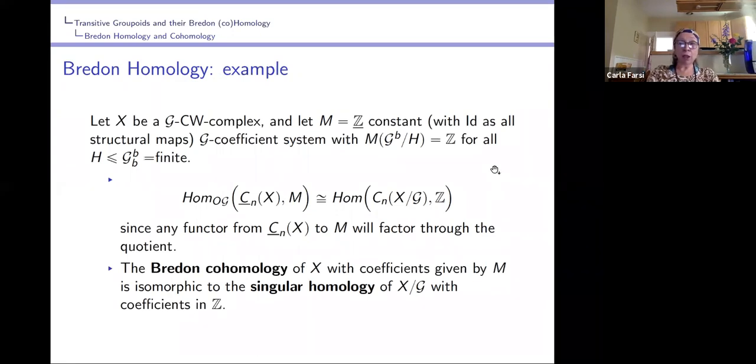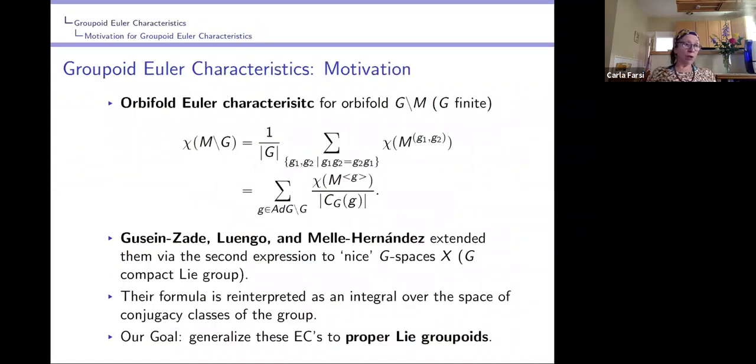A corollary is that in the case when the system of coefficients is constant, then you get what you expect. Well, what do you expect? You expect the Bredon cohomology of X, with coefficients in this constant system, to be isomorphic to the singular homology of the quotient space. So that's what you expect. So this is the Bredon cohomology and homology part.